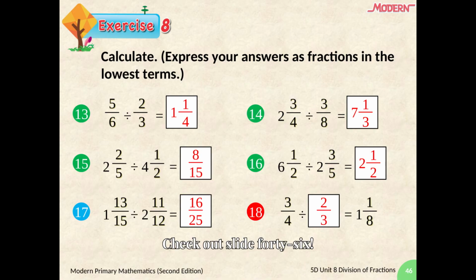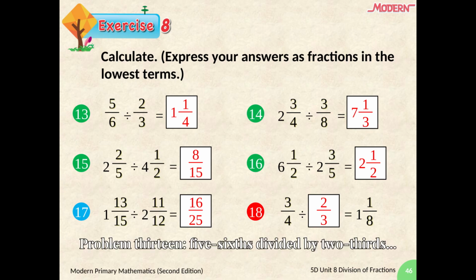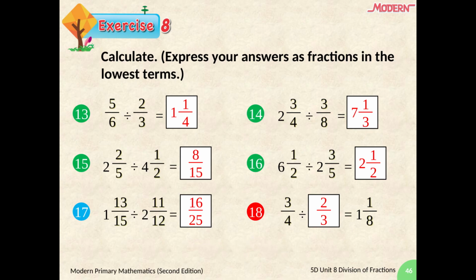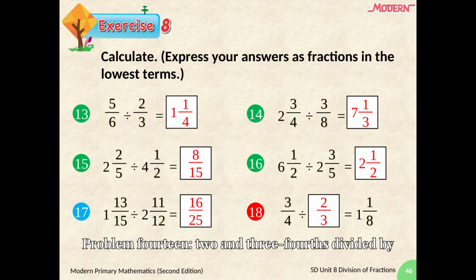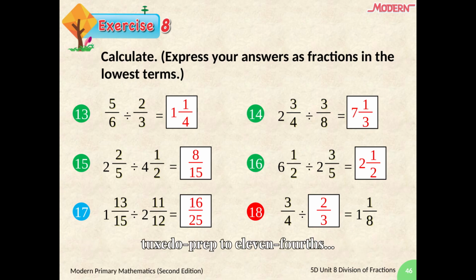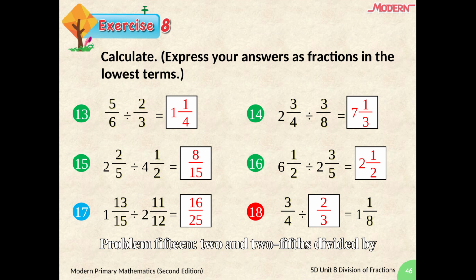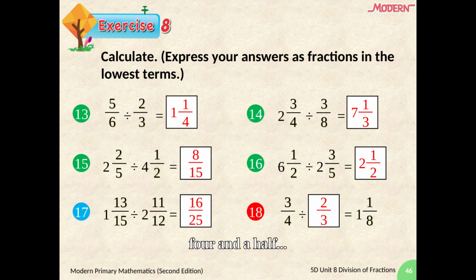Let's go! Check out slide 46, the final drills. Problem 13, 5/6 divided by 2/3. Swap and flip, snip the factors. Result, 1 1/4. Problem 14, 2 3/4 divided by 3/8. Tuxedo prep to 11/4. Flip to 8/3, snip and fly to 7 1/3. Problem 15, 2 2/5 divided by 4 1/2. Double tuxedo conversion. Result, 8/15.